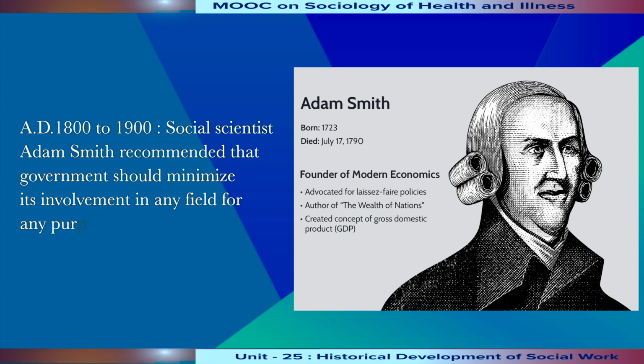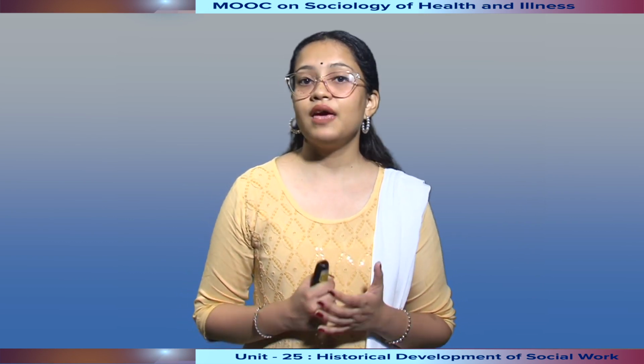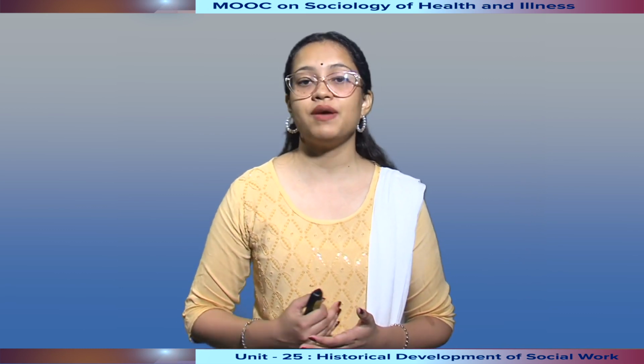Next, 1800 to 1900 AD. Social scientist Adam Smith recommended that government should minimize its involvement in any field for any purpose, as it will lead to much dependency. As per the recommendations of the Royal Commission 1832, able-bodied continued to work in able-bodied homes, and better help for slum dwellers was provided in 1834.